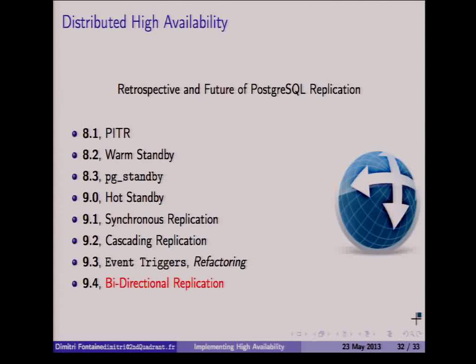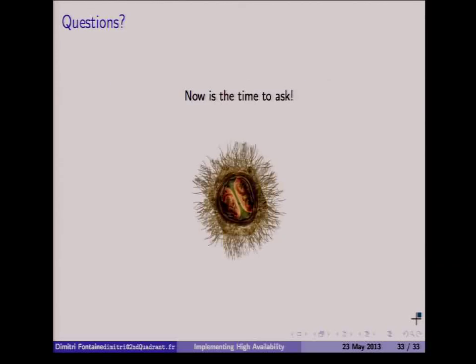I've written there 9.4. But nobody knows what we will get in 9.4, okay? It's an open source project. So if we are really lucky, we will be able to talk about bidirectional replication in core in 9.4, but nobody knows. Okay, that's it. Any question?